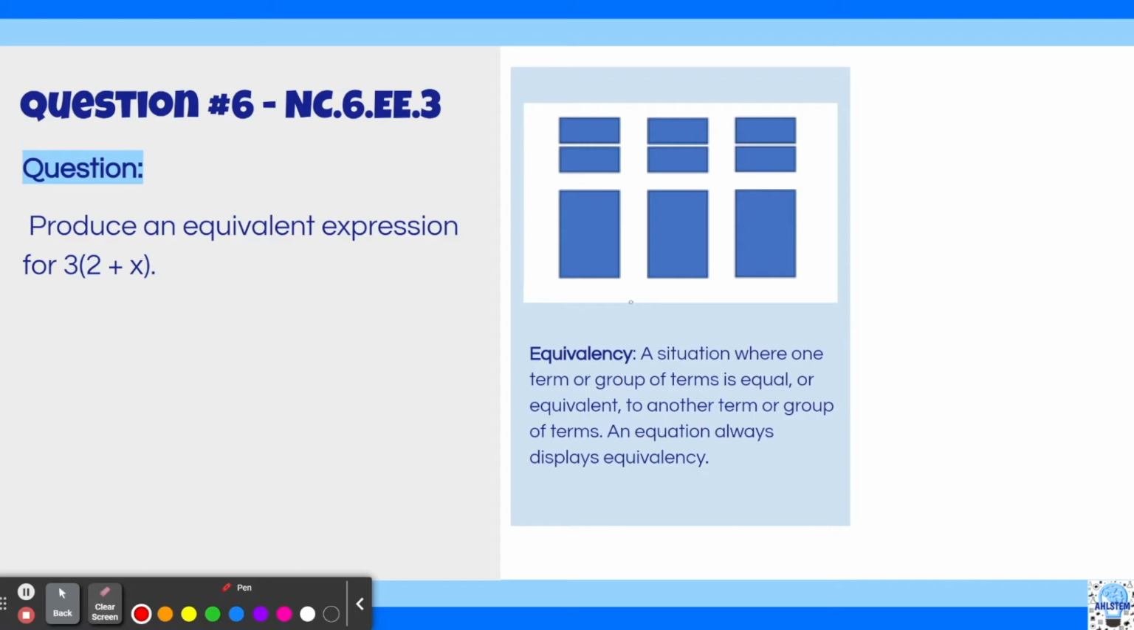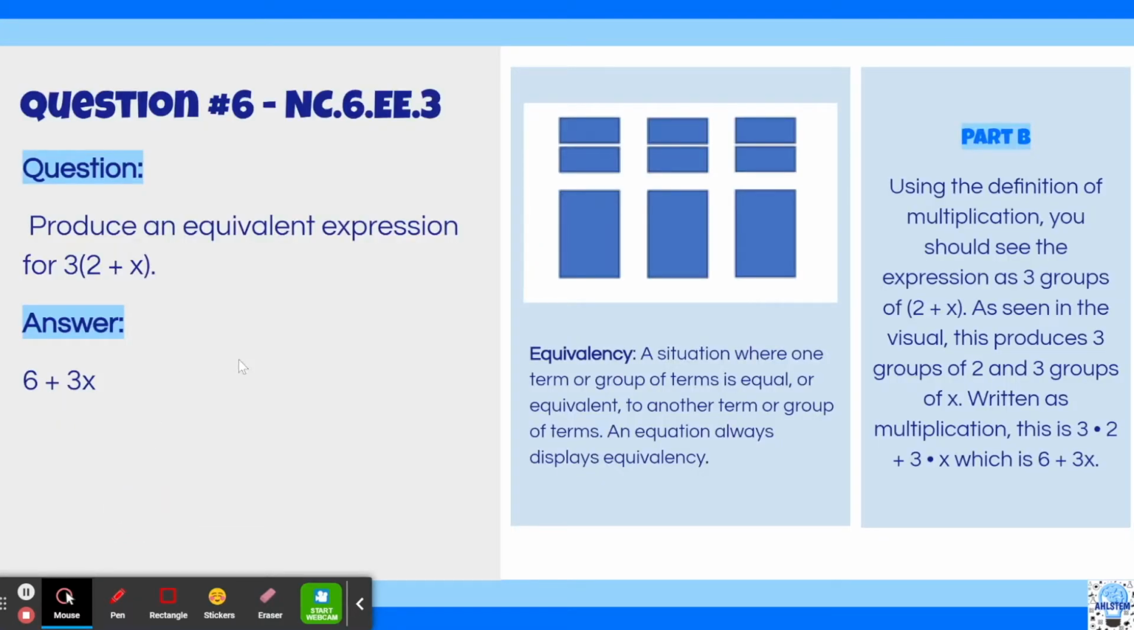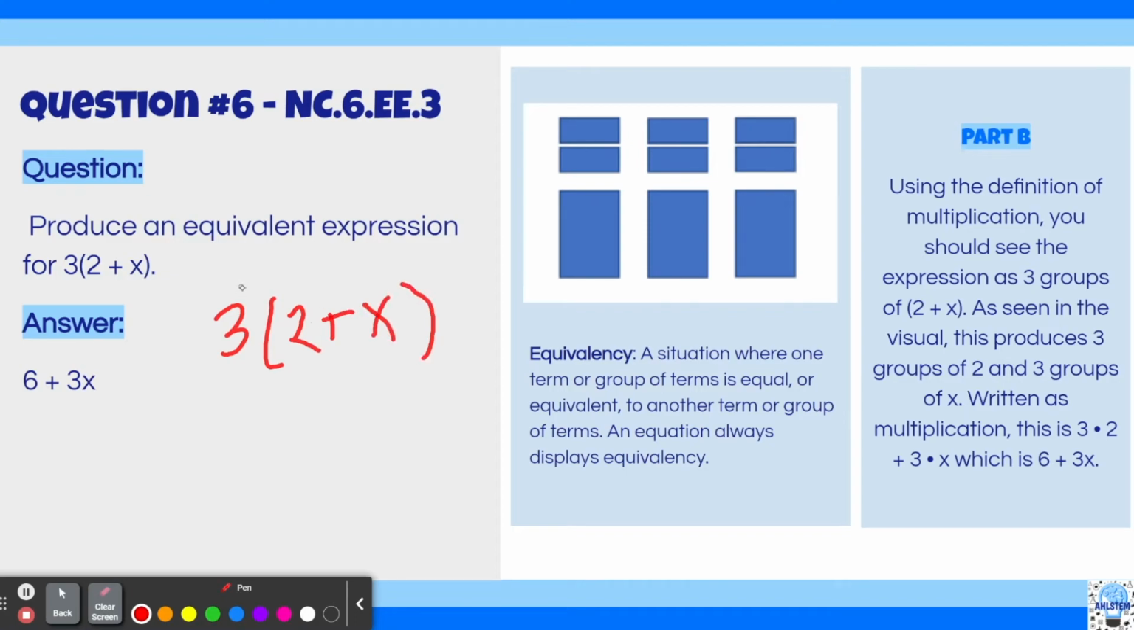3, 2, 1. Our answer is 6 plus 3x. We can just use what I like to say, the laws of distribution. That sounds so fancy, but that's basically just your distributive property. So we have 3 times 2 plus x. We're going to distribute our 3 to the 2 and to the x.